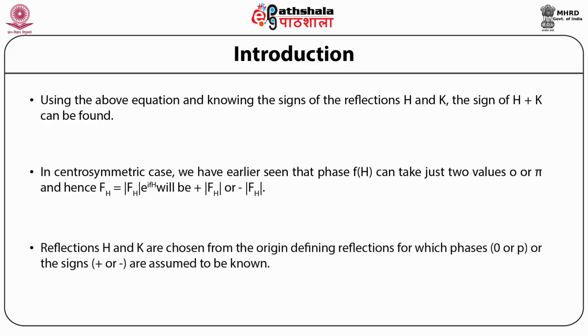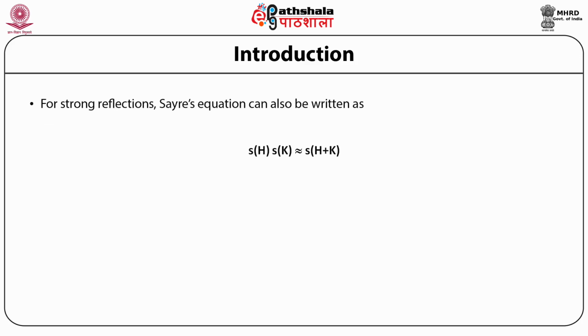Reflections H and K are chosen from the origin defining reflections for which you have already assigned the phases or signs. For strong reflections, the Sayre equation can also be written as sine of h times sine of k is nearly equal to sine of h plus k. So if you know the sine of h reflection and the sine of k reflection, you just multiply these two signs to get the sine of h plus k reflection.